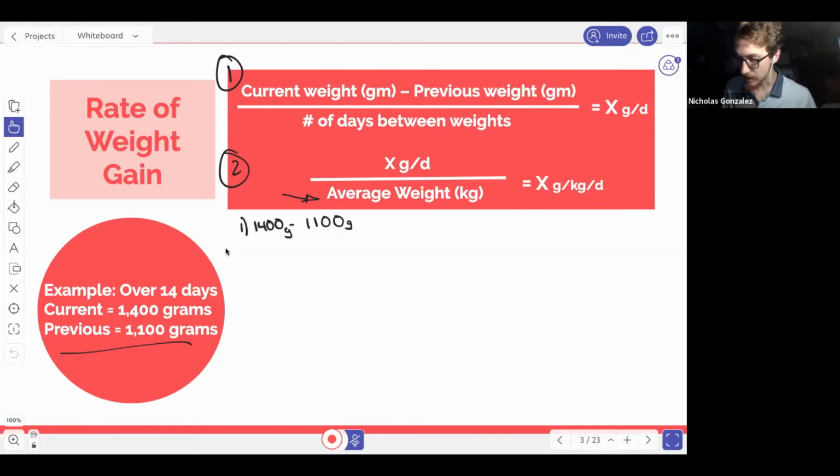And divide that by the number of days between weights. So you'd subtract the dates, but we have it given to us here. So we're going to divide that by 14 days. And that's going to give us 300 grams in 14 days for a total of 21.4 grams per day. But we want this answer in grams per kilogram per day, so we're not going to stop there.